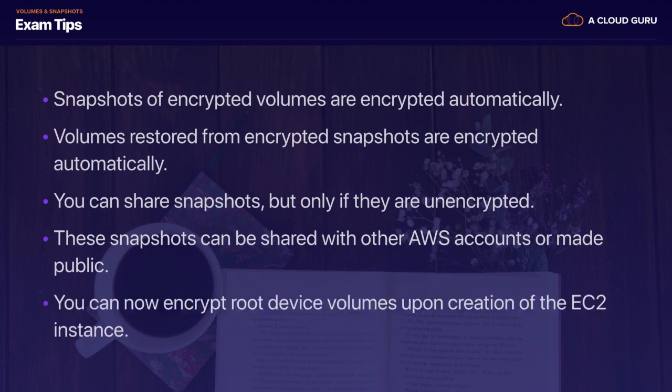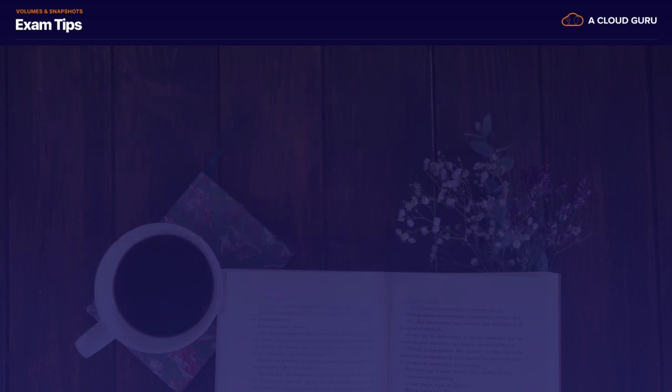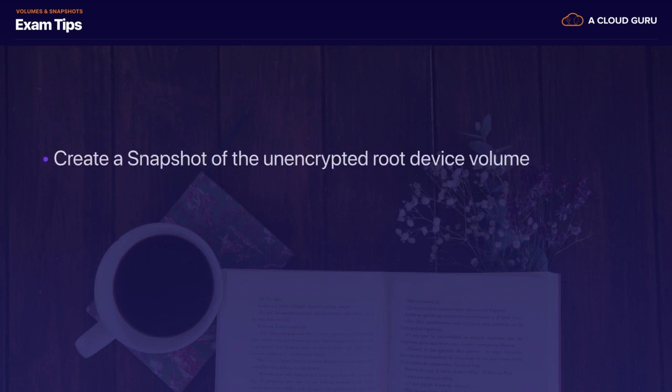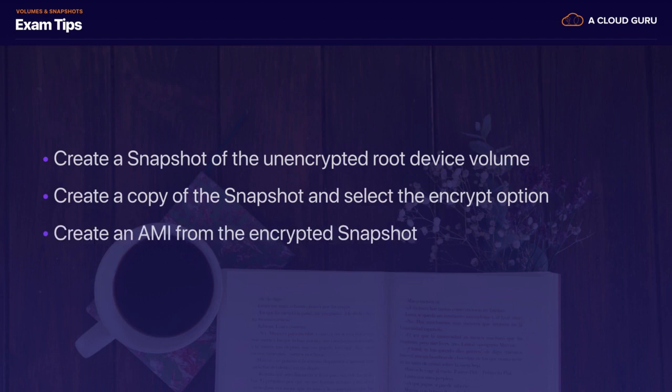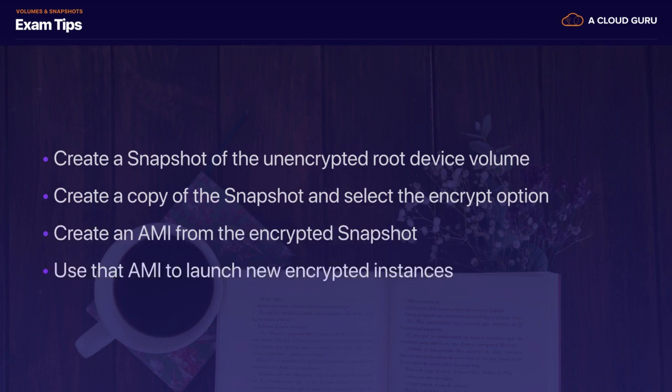And you can now encrypt root device volumes upon the creation of an EC2 instance. If for some reason you didn't do that and you had an unencrypted root device volume, the process for making it encrypted is to create a snapshot of the unencrypted root device volume. You then need to create a copy of the snapshot and select the encrypt option. You then need to create an AMI from the encrypted snapshot, and then you use that AMI to launch new encrypted instances. So that is it for this lecture, everyone.